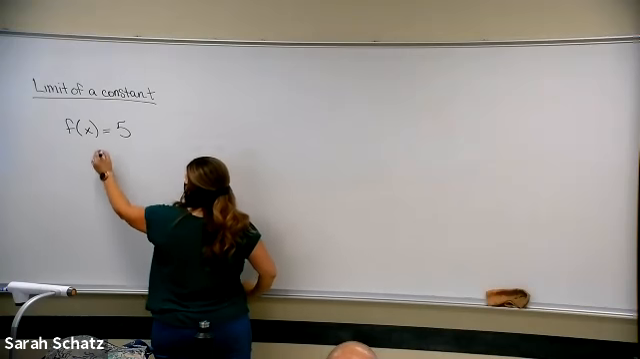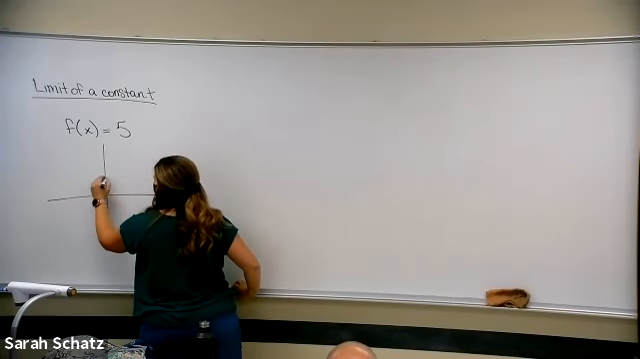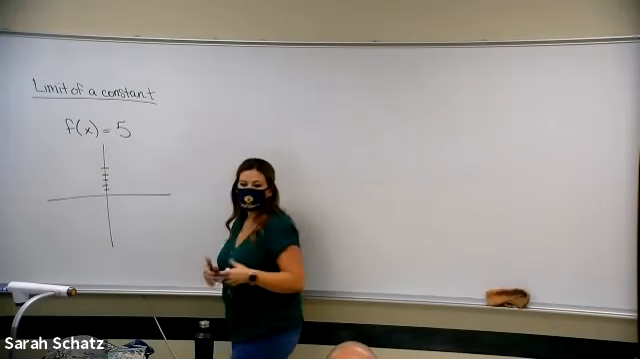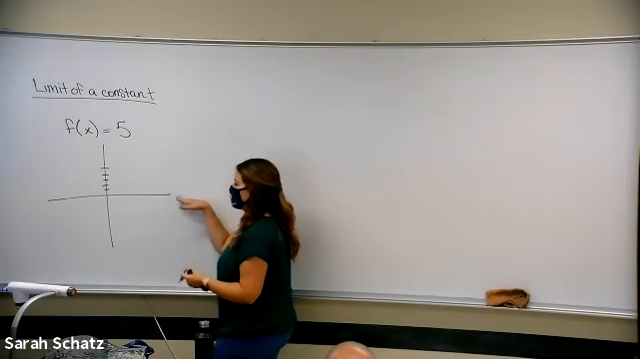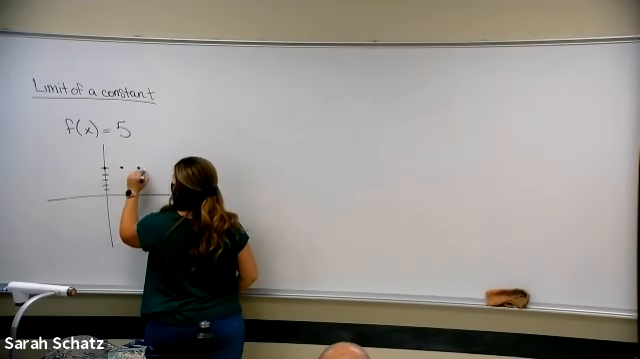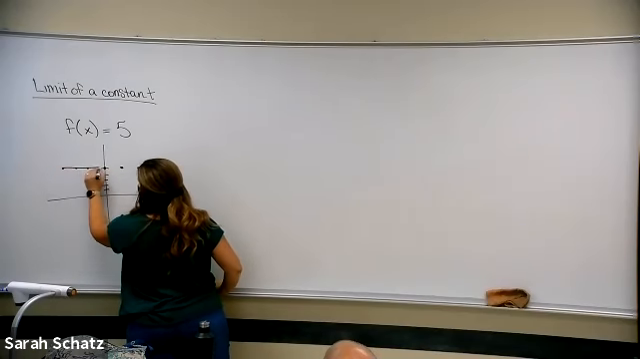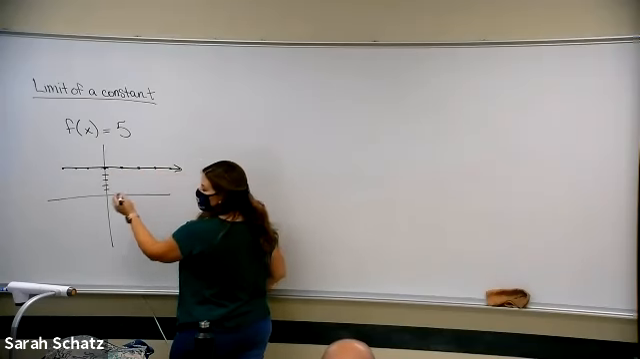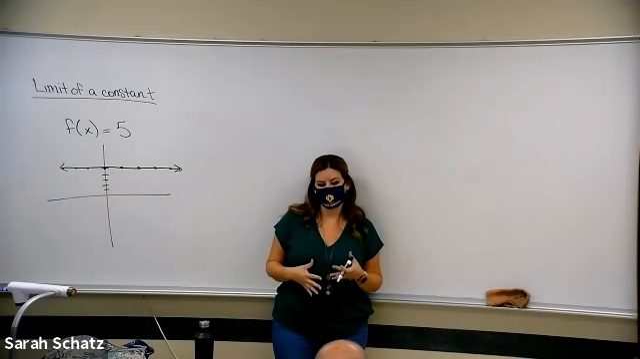If I made a quick sketch of this graph, remember what it's saying: y is always 5, or the output is always 5. You pick what you want for x, but every point is going to have y equals 5. Horizontal line. Yes, so every constant function is just really a horizontal line. So that's the function we're working with.